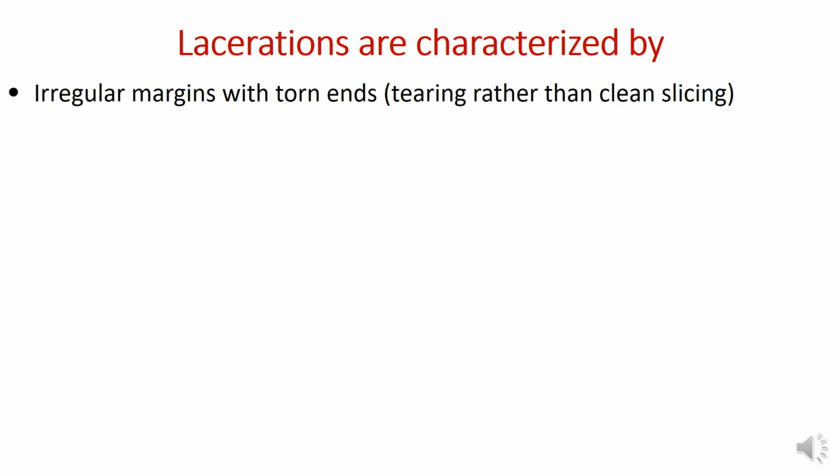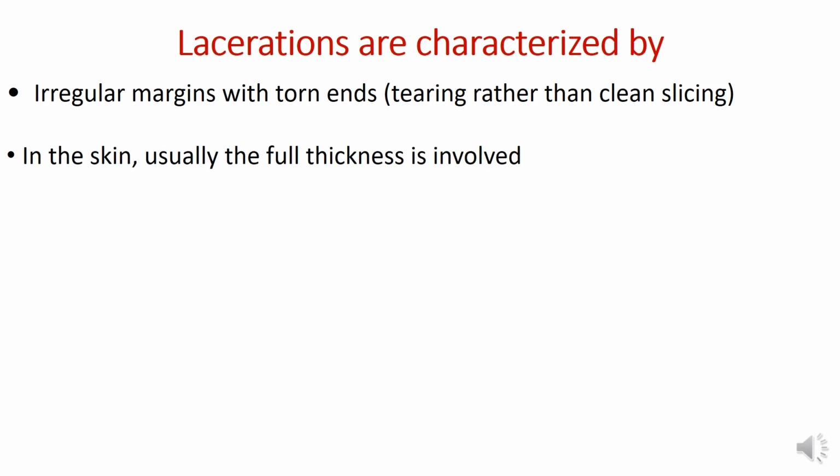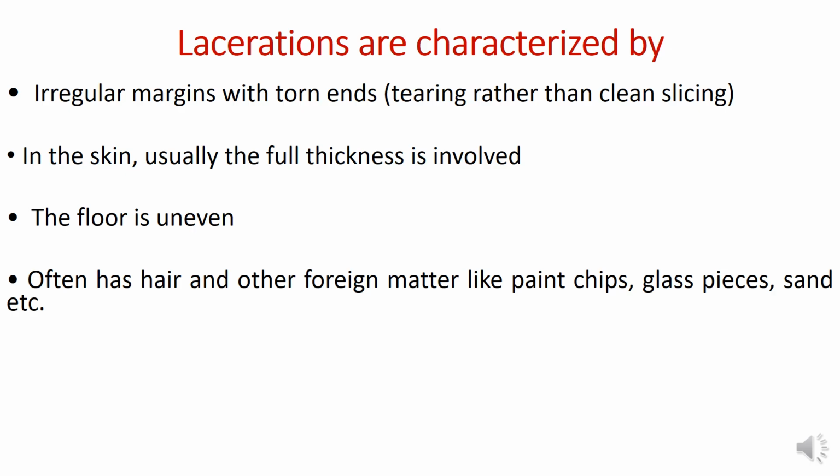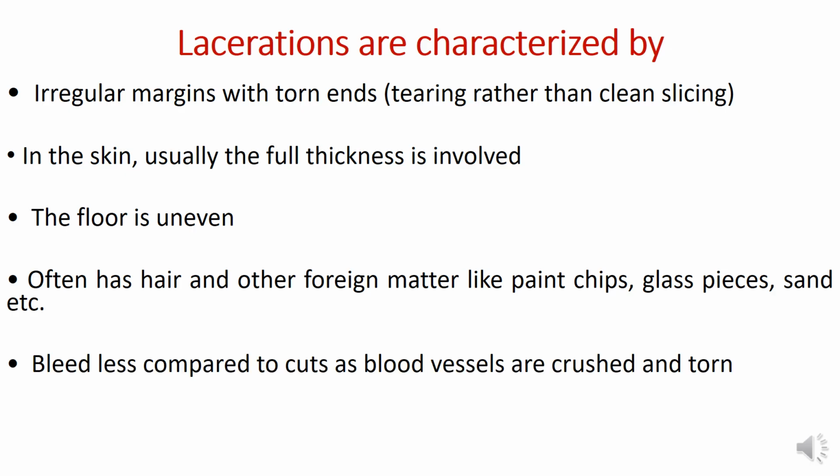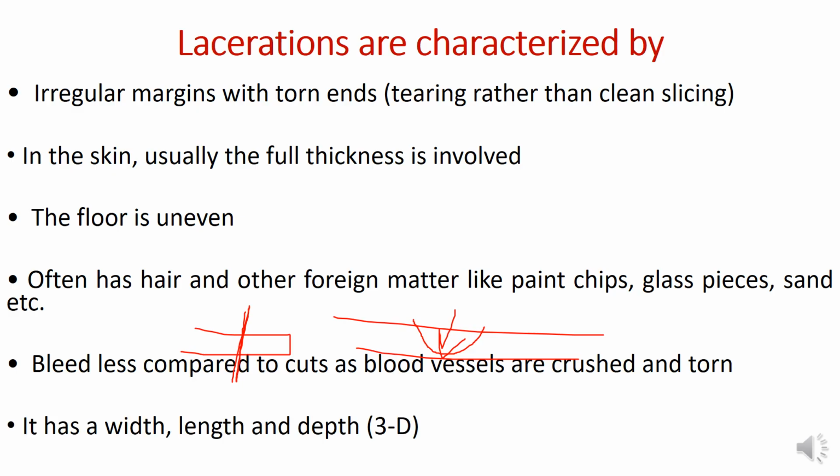Lacerations are characterized by irregular margins with torn ends, as we have described, tearing rather than clean slicing. In the skin, usually the full thickness is involved, the floor is uneven, often has hair and other foreign matter like paint chips, glass pieces, sand, etc. because of the place involved, and also it bleeds less compared to cuts. I will explain like this. Now in case of a cut, you get a very clean cut where you don't get the natural sealing, but in case of a laceration, you get the crushing effect with the blunt force trauma, and there is a tendency to natural sealing off because of the crushing effect, and also it has a width, length and a depth as well.